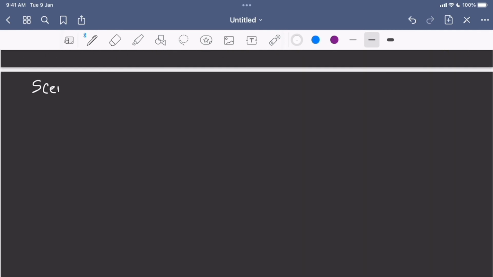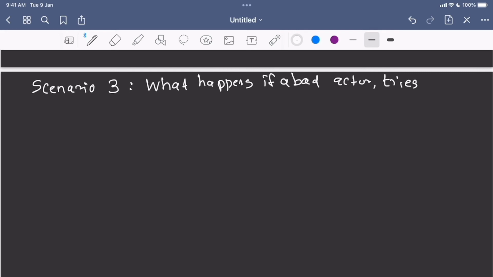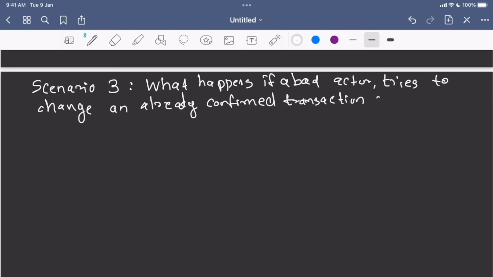So scenario 3: what happens if a bad actor tries to change an already confirmed transaction or mimic it to some other transaction?